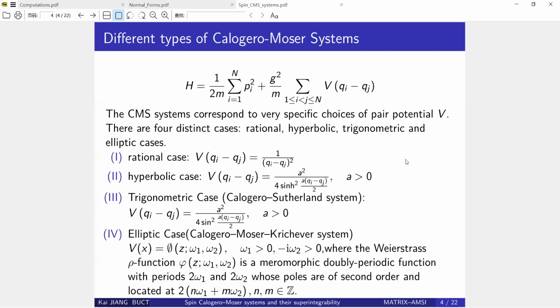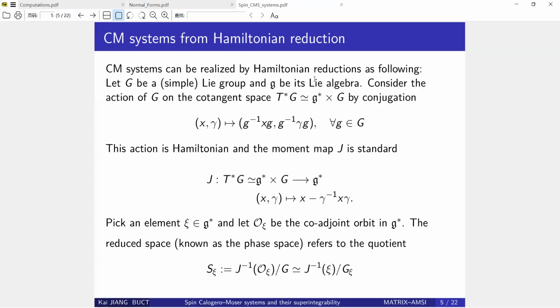The same system can also be realized by Hamiltonian reduction as follows, just as in Gary's talk. Let G be a simple Lie group, and small g its Lie algebra. And consider the action of G on the cotangent space like this. The cotangent space can be written by the right or left trivialization. And this is the conjugation. Yeah, this is the standard conjugation.